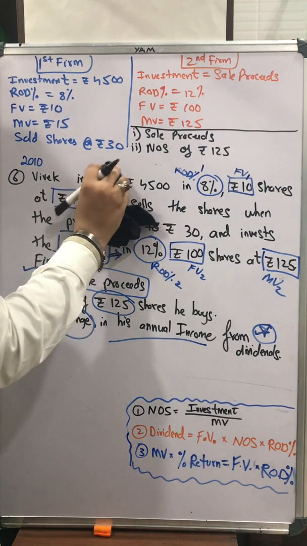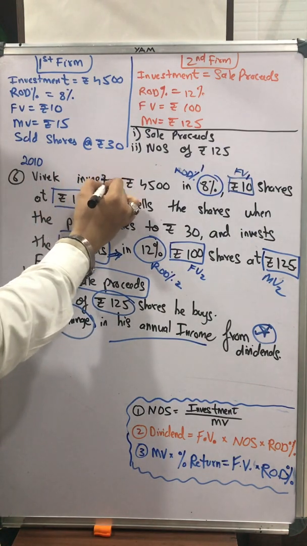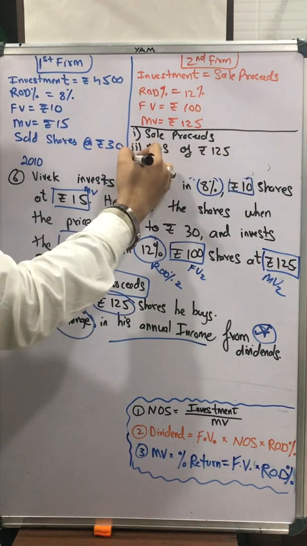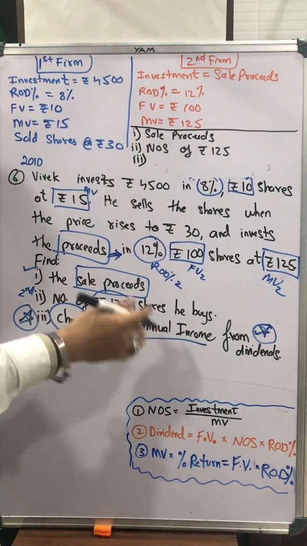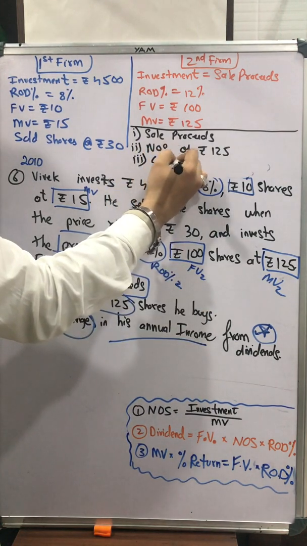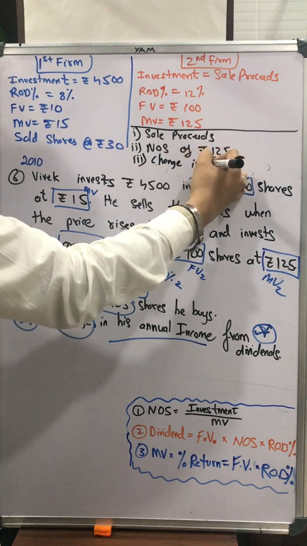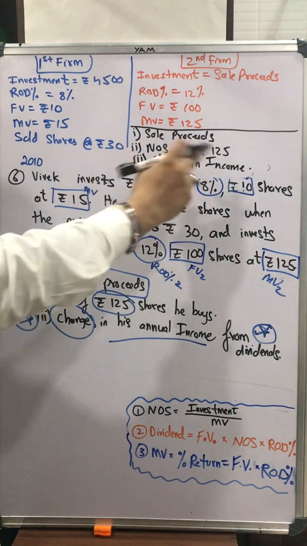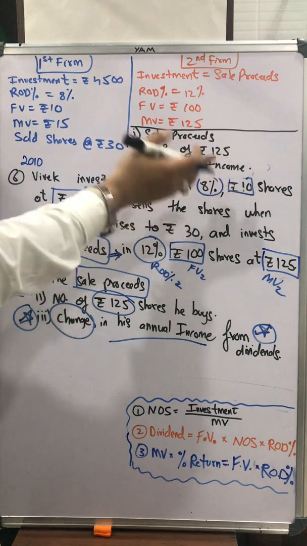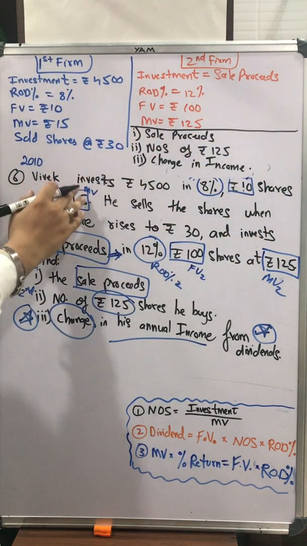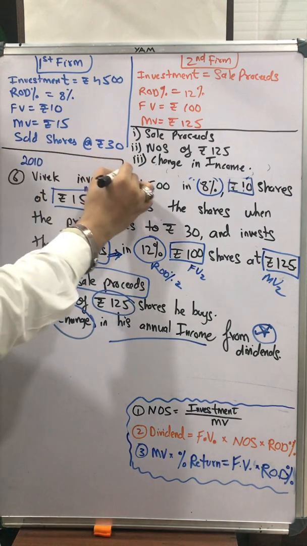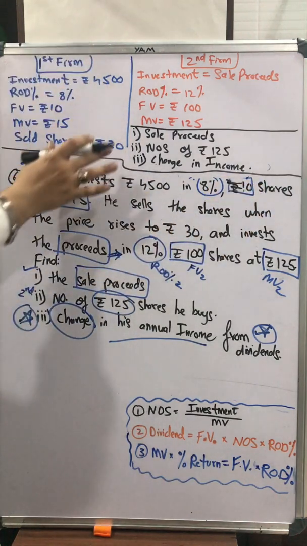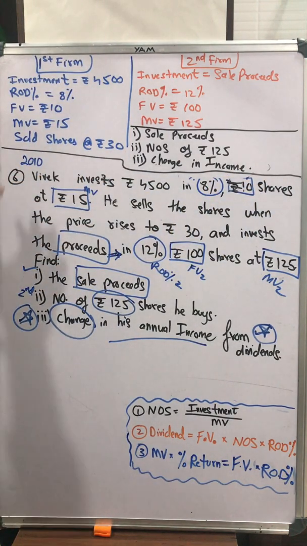So I need to erase this. Okay, you all have not copied this question. Wait, I'll write here. Third, change in his annual income. Change in income means the difference in the income, means difference in the dividend, because synonym of income is dividend. So the difference of dividend 2 and dividend 1. Okay, so now students, what you need to do is write the question, then write the data, and then we'll start with the actual solution.